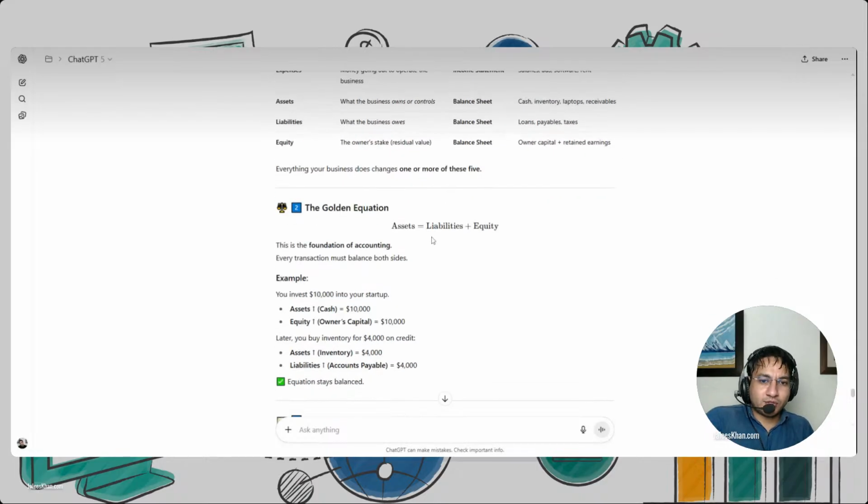Okay, so the golden equation: assets, what you own, equals liabilities plus equity. I am unable to understand this. This is the foundation of accounting. Every transaction must balance both sides.